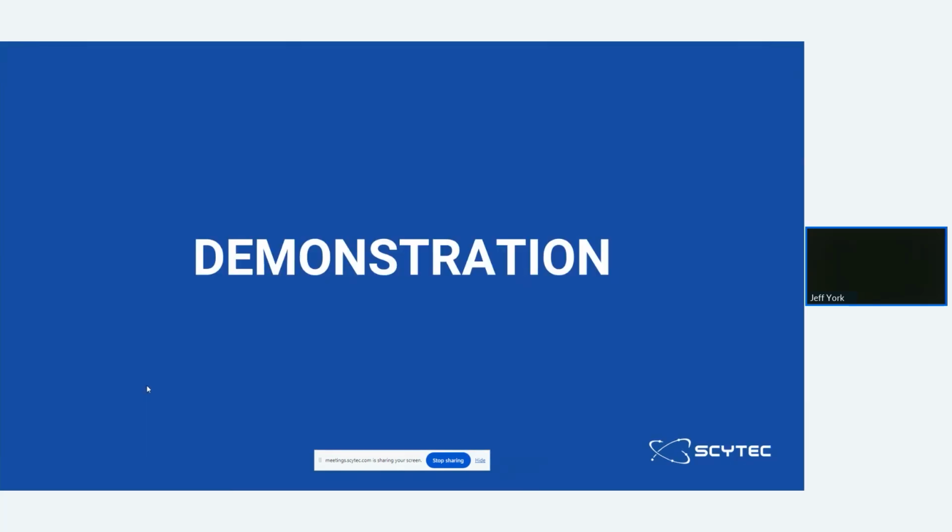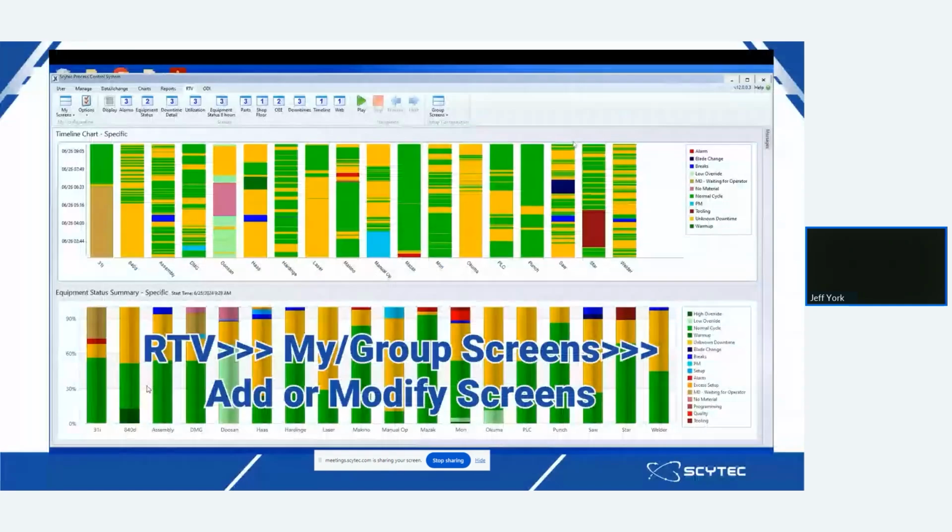Now from here, I'm going to do a demonstration because it's a little bit easier to show this visually as opposed to just audibly describing the situation. So I'm going to play a video here and narrate everything that is going on. The first thing you're going to want to do is go into your DataXchange desktop application and go to the RTV.